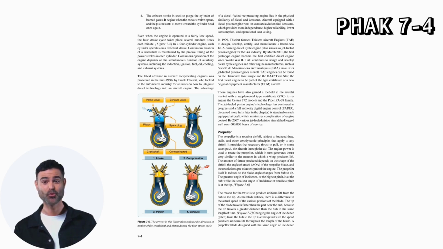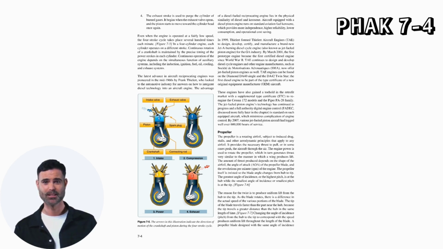The reason for the twist is to produce uniform lift from the hub to the tip. As the blade rotates, there is a difference in the actual speed of the various portions of the blade. The tip of the blade travels faster than the part near the hub, because the tip travels a greater distance than the hub in the same length of time. Changing the angle of incidence (pitch) from the hub to the tip to correspond with the speed produces uniform lift throughout the length of the blade.